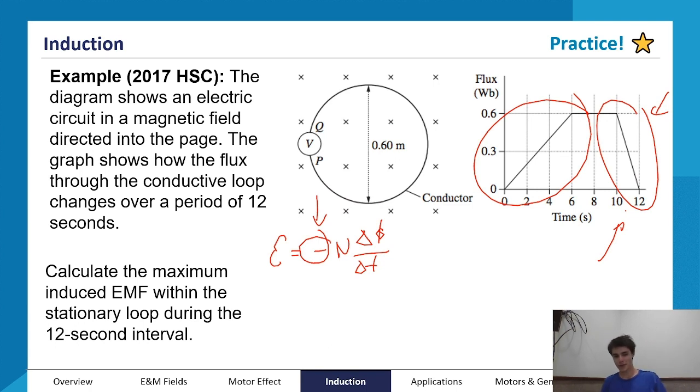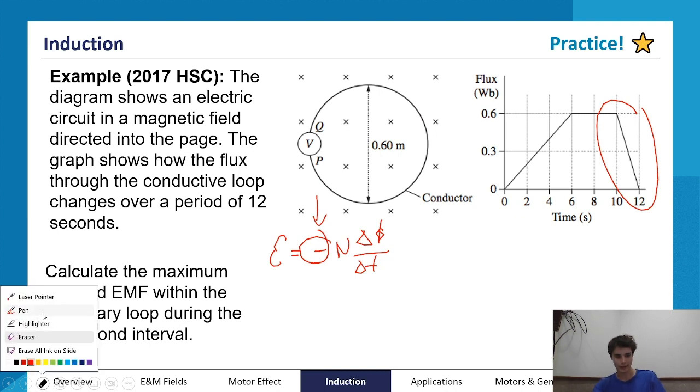However, it's important to always read the question carefully because sometimes it might just be looking for the maximum magnitude of EMF, in which case it could be this section over here if it was steeper, because the absolute value of that particular EMF would be larger. Okay, that all being said, we finally know which region we're actually analyzing, which is this section over here. Now let's actually get to plugging some numbers in. Let's try and calculate this thing.